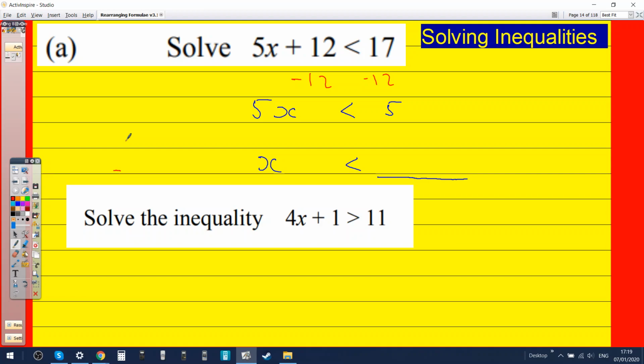So 5x is less than 5. How do you get x? Oh. So is it just 1? Is x less than 1? Yeah. Okay. Okay, how about the one underneath?